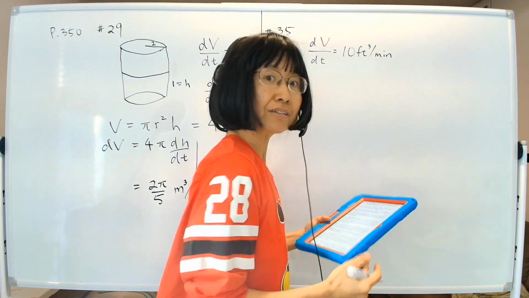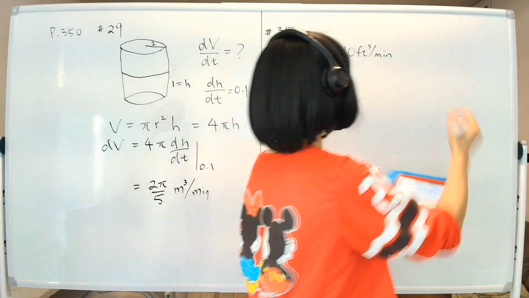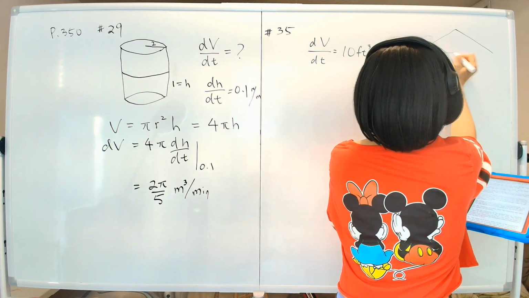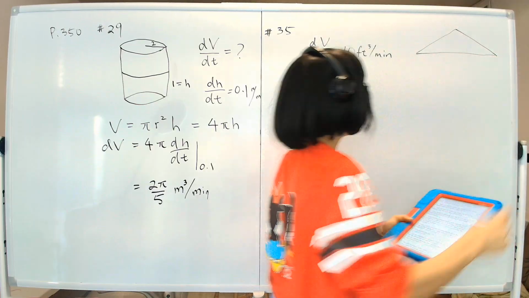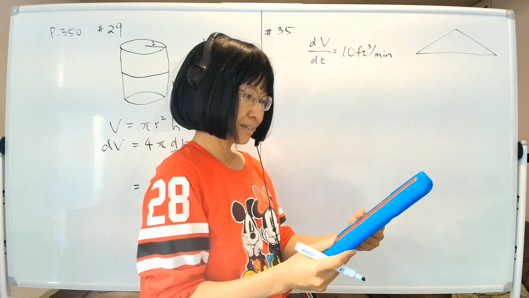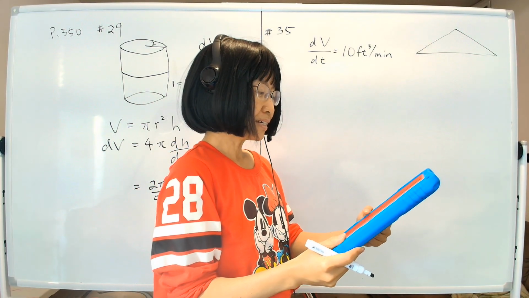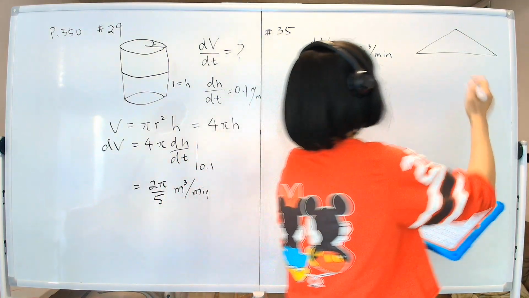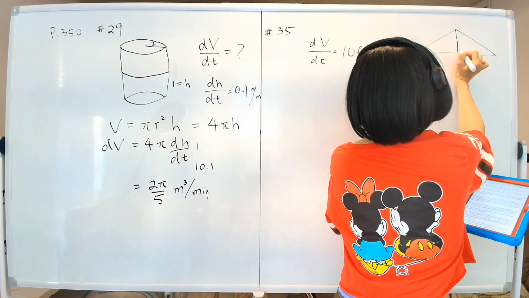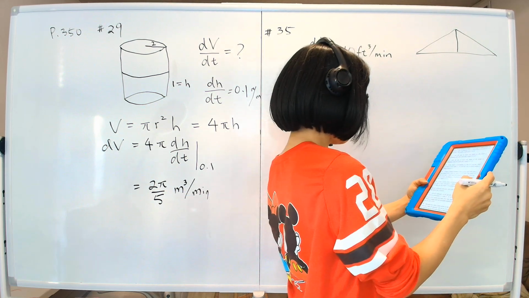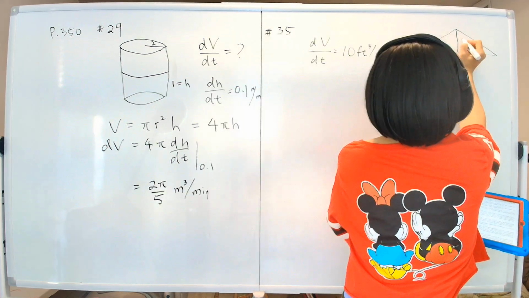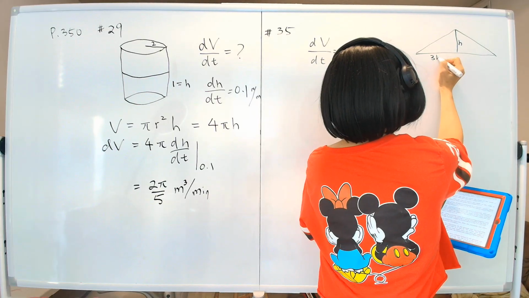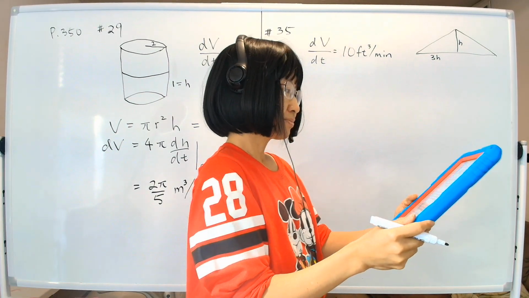All right, and our gravel is being unloaded into the shape of a cone. Okay, there's my cone, and the radius of the cone base is 3 times the height. All right, so here's our height. What are we looking for? The rate of the height. We're looking for the height. It says the radius is 3 times the height, so the radius will be 3 times the height, like that.